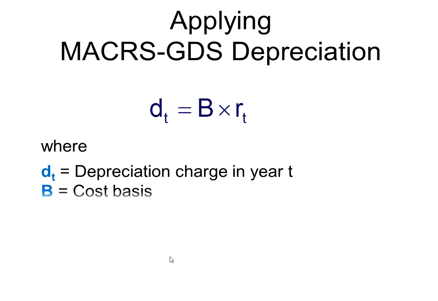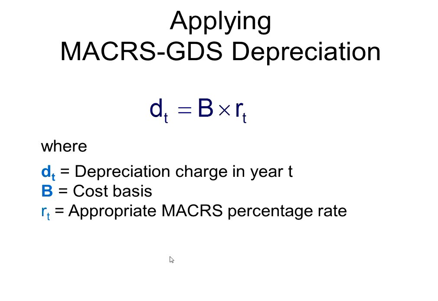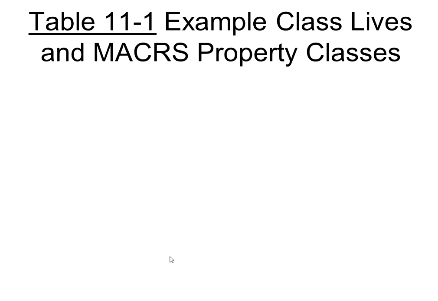So let's take a look at how we can apply MACRS-GDS depreciation. To find the depreciation amount, we simply multiply the basis by the rate for the specific period. So again, D_T is the depreciation charge in year T, capital B is the cost basis, and R_T is the appropriate MACRS percentage rate. So here's table 11.1, and it gives you an example of class lives and MACRS property classes.